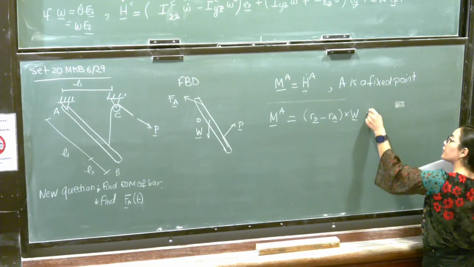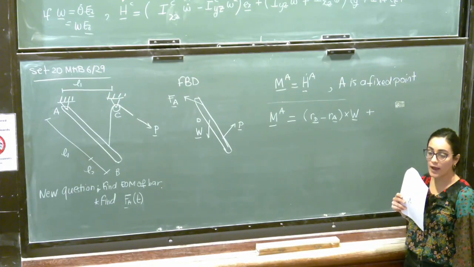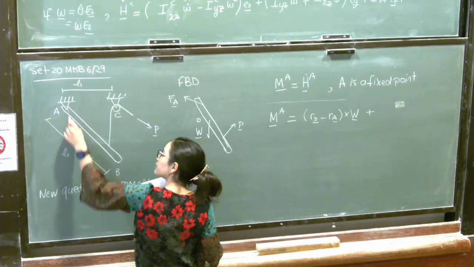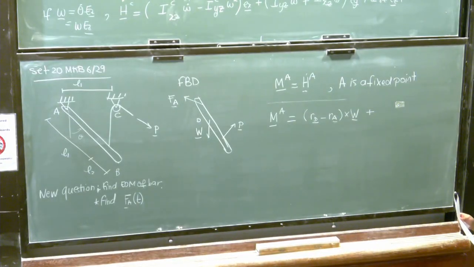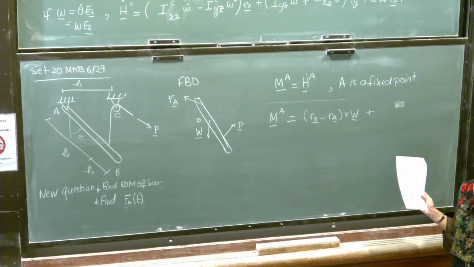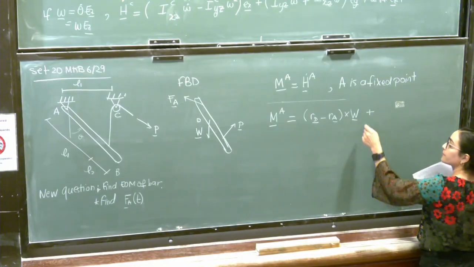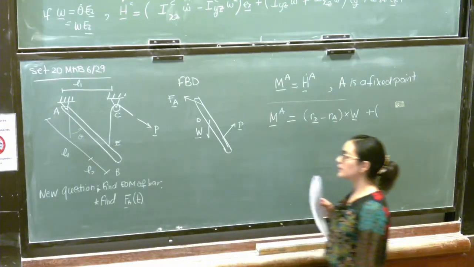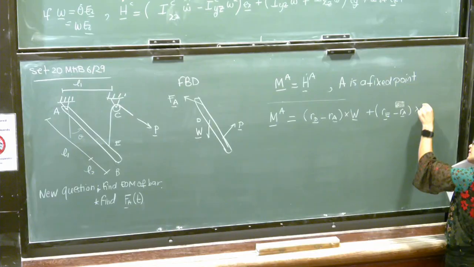What is the moment of the force P? How do I calculate it? What is it? I just need the expression right now. RP minus RA. Let me add this point. Maybe I'll call it E. RE minus RA cross P, right?